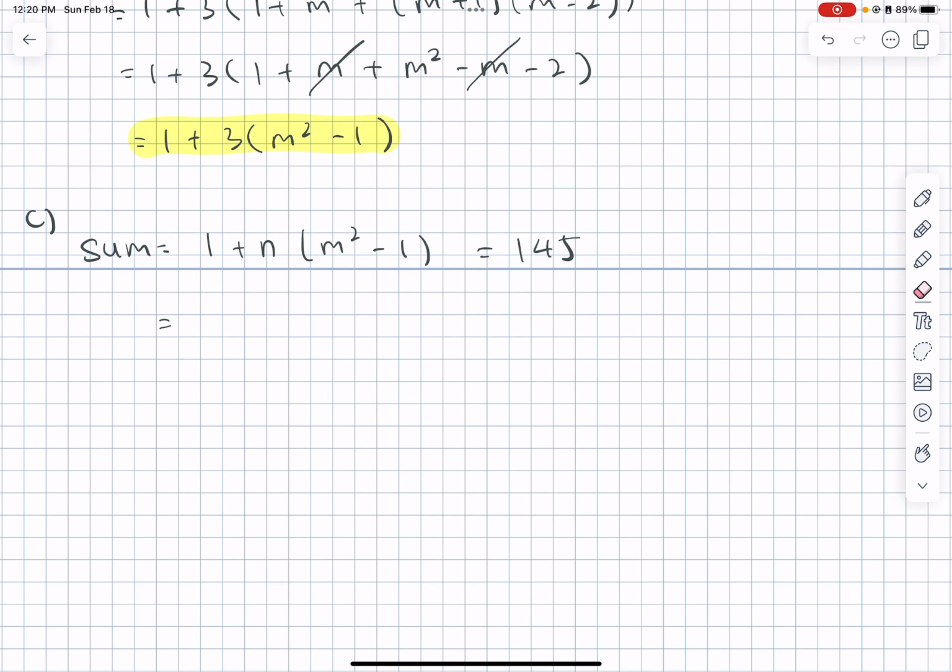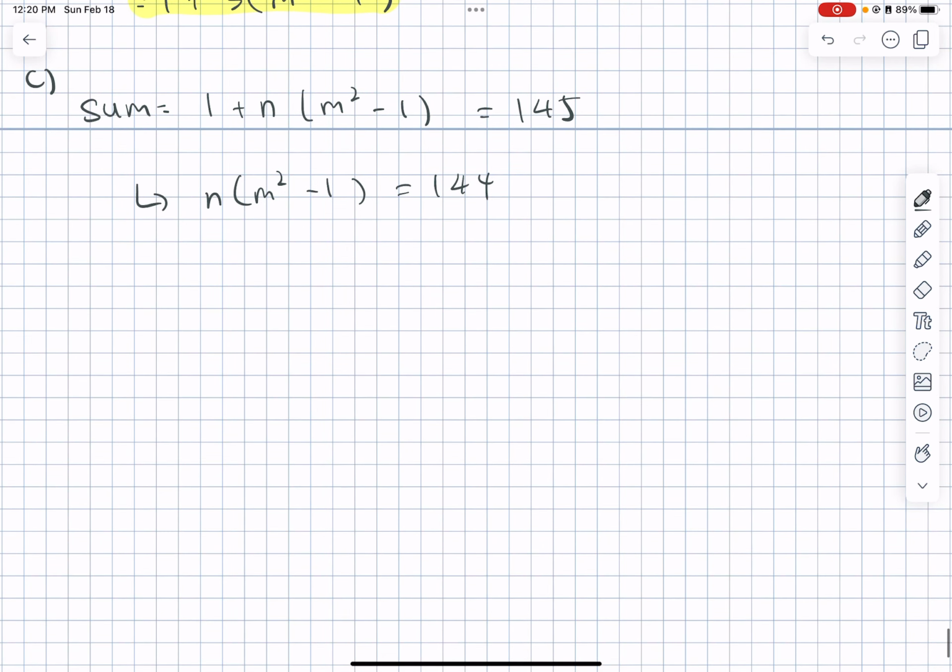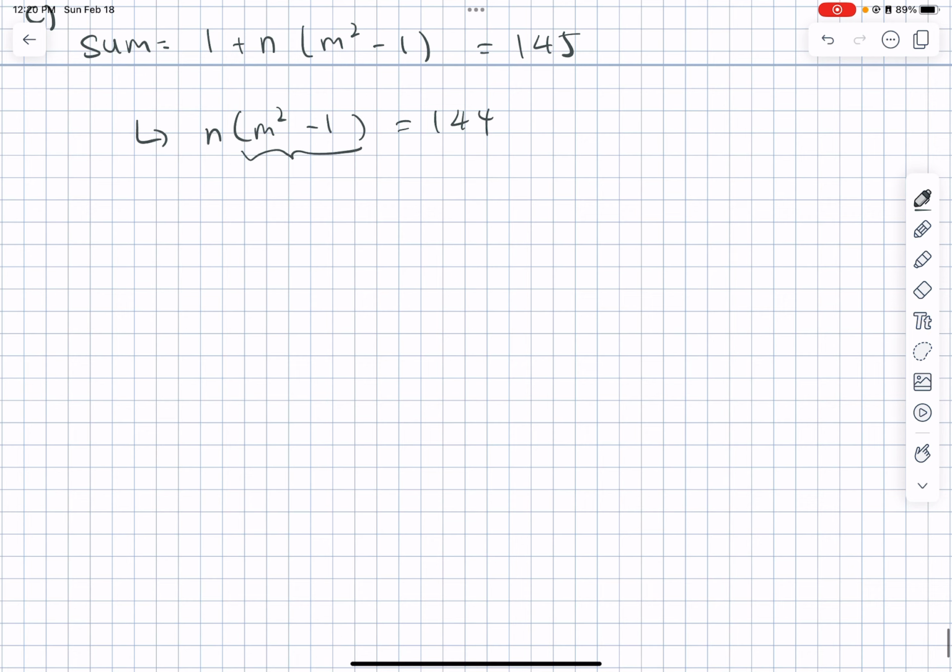We can move the 1 over. So that gives us n times m squared minus 1. This is going to equal 144. So we know that 144 has a lot of factors, and one of those factors has to be a perfect square minus 1. So let's list out all the factors that 144 has. So it's divisible by 1, 2, 3, 4, not 5, 6, not 7, 8, 9, and 12. We stop at 12 because 144 is 12 squared.